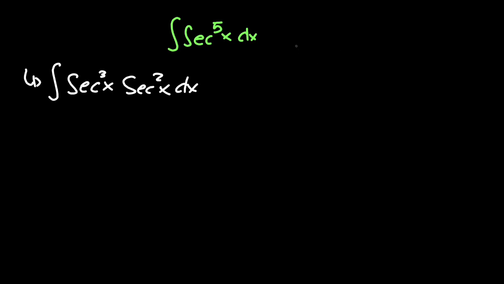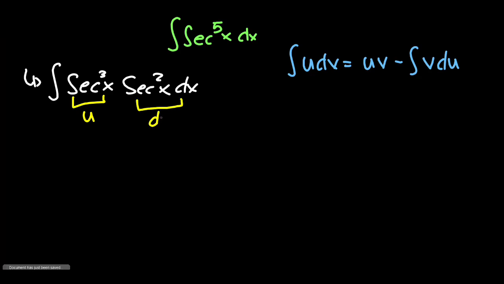The formula once again for this would be the integral of u dv would be equal to u multiplied by v minus the integral of v multiplied by du. In our case, u here would be secant cube of x and dv would be secant squared of x dx. U here being this one.